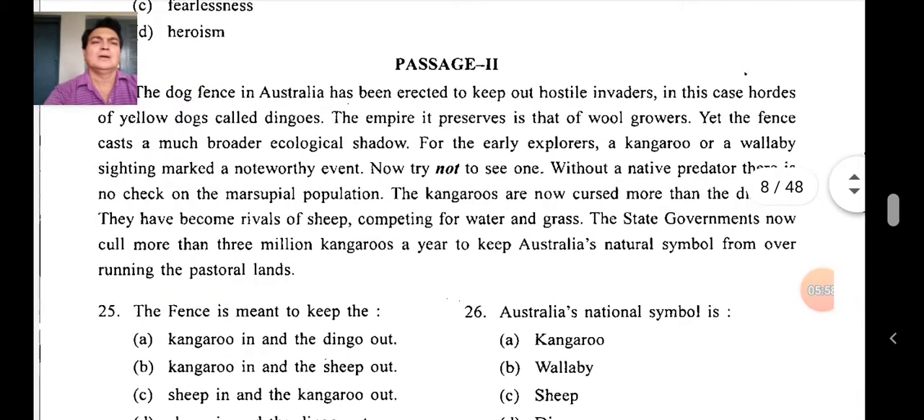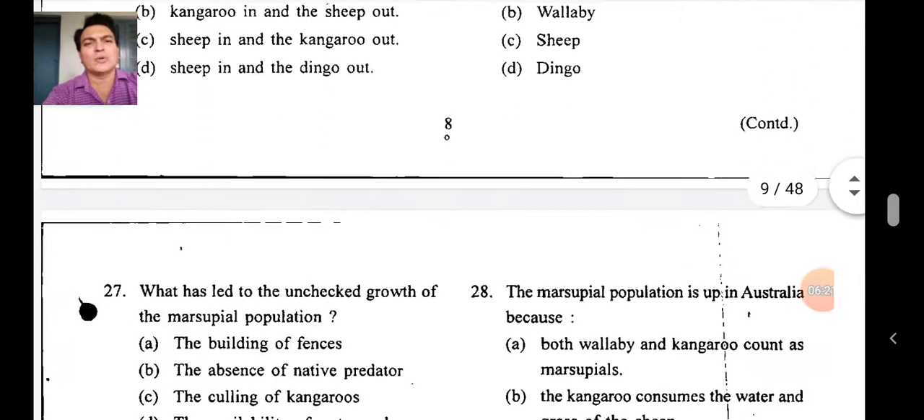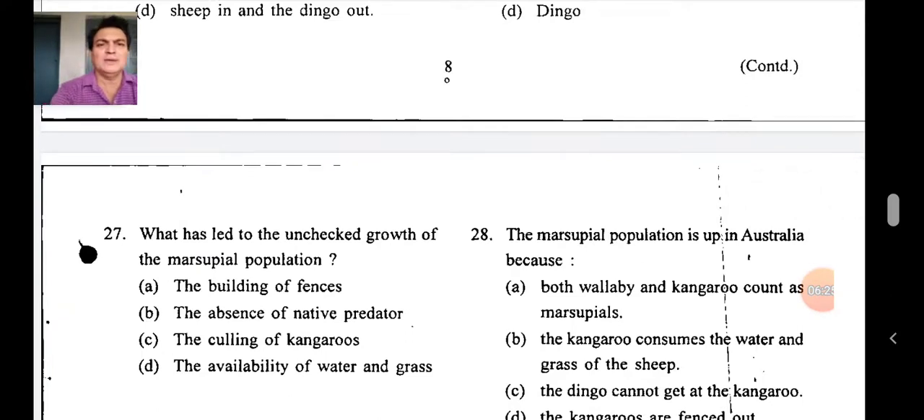Let's go back to the passage. Now let's see what is given there. In the case of the fourth line, without a native predator, there is no check on the marsupial population. So without a native predator, fourth line, it is quite clear. The answer will be the absence of native predator. So you have to infer that, you have to understand that. It is written in a different way. So in place of without, what is given here? Absence. So you have to understand this way.